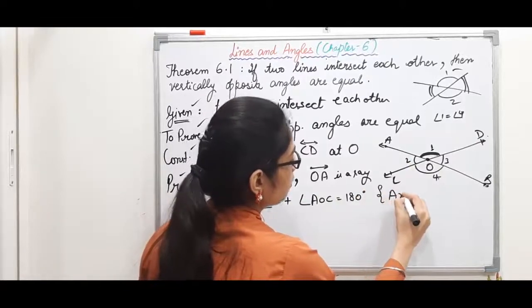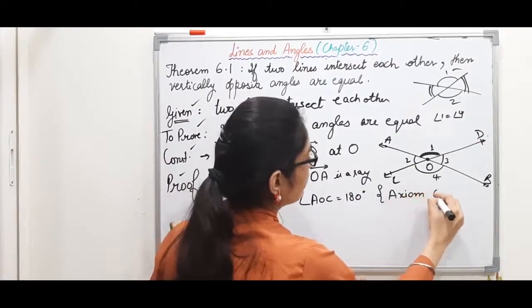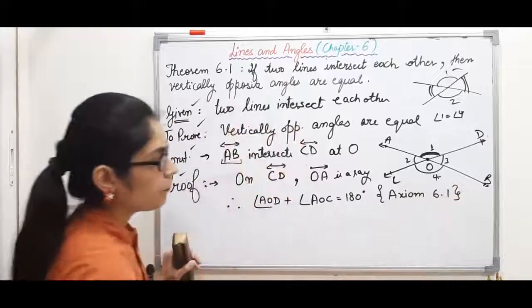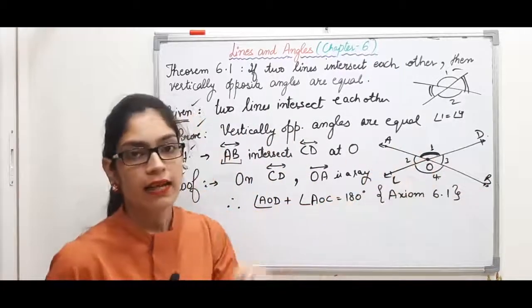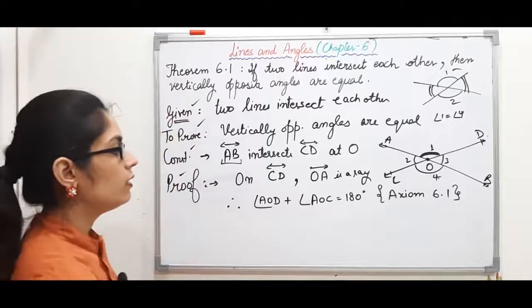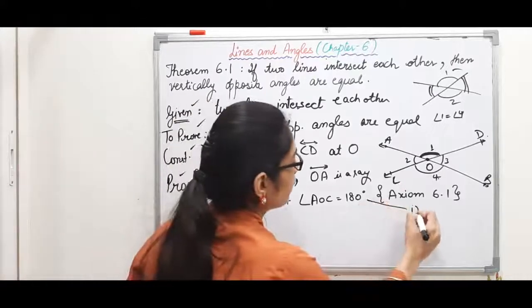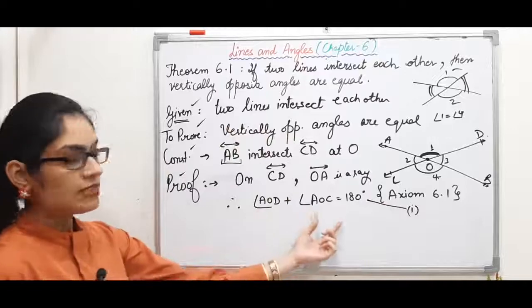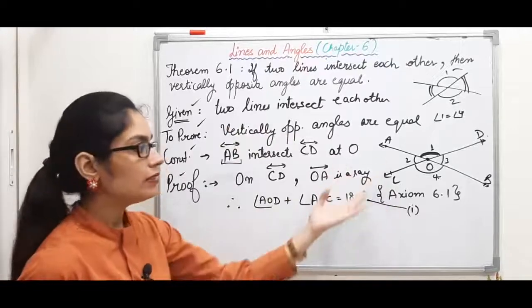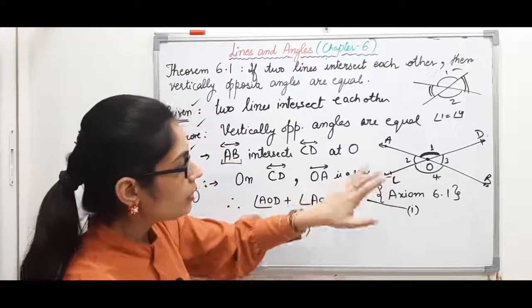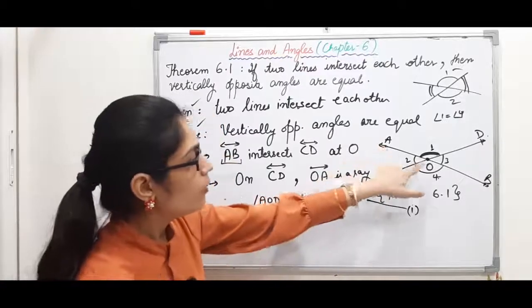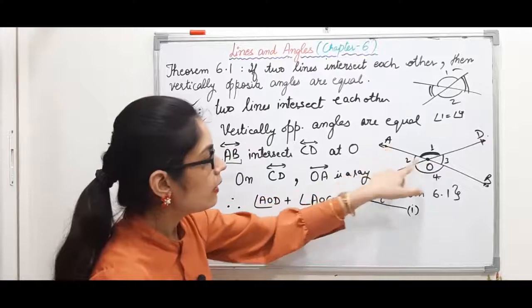So this is as per axiom 6.1. I have already explained this axiom to you: if any ray stands on a line, then the sum of the adjacent angles is equal to 180 degrees. So we can mark this as point 1. If you want, in place of these angles, you can also write angle 1 plus angle 2, because we have already named the angles. So this is how we have to name the angle AOC and angle AOD.